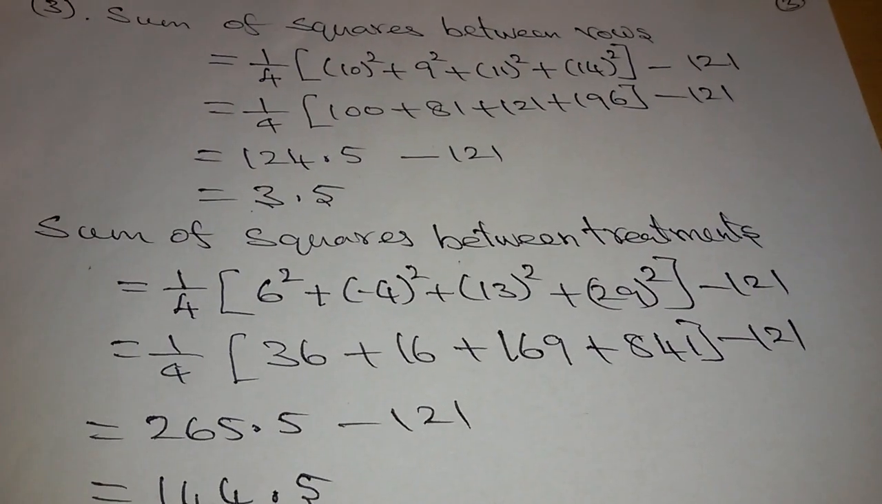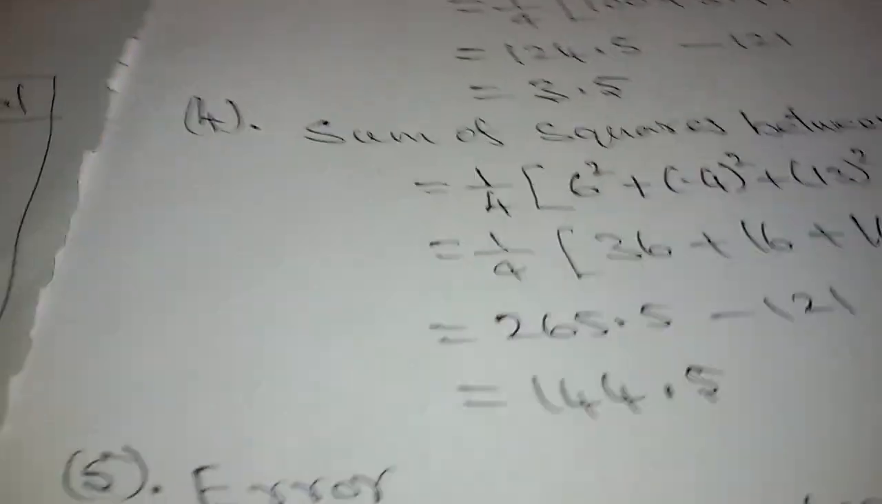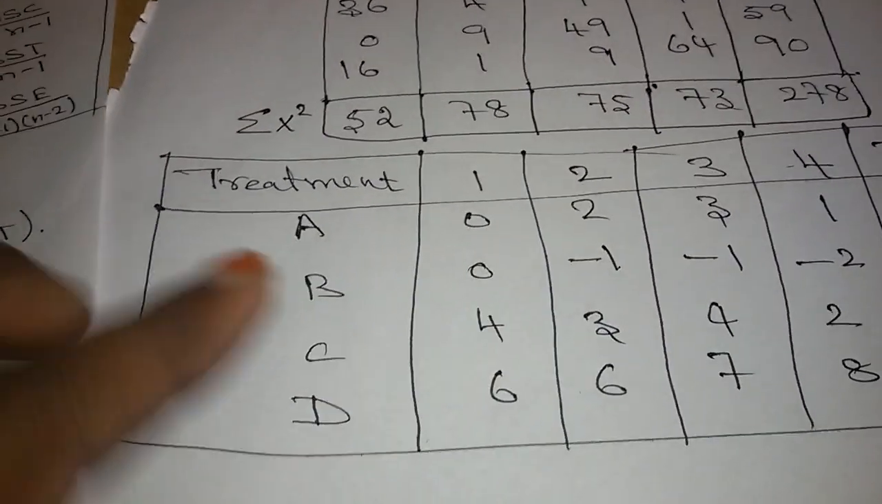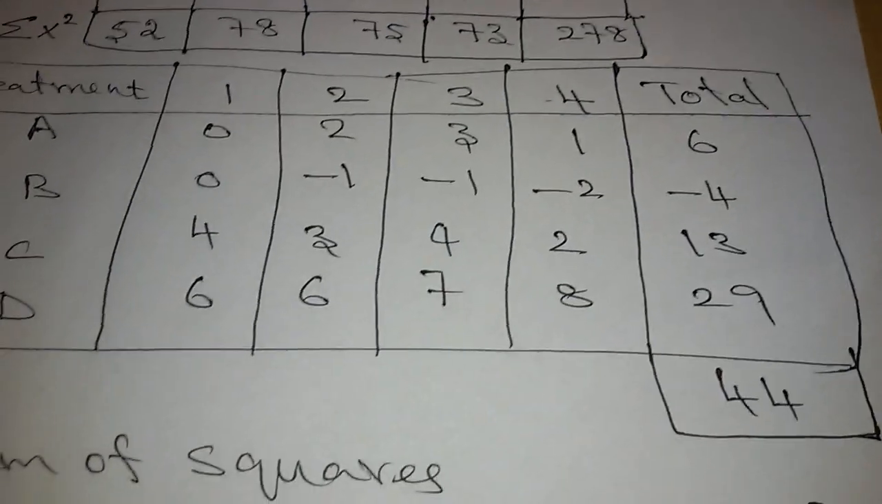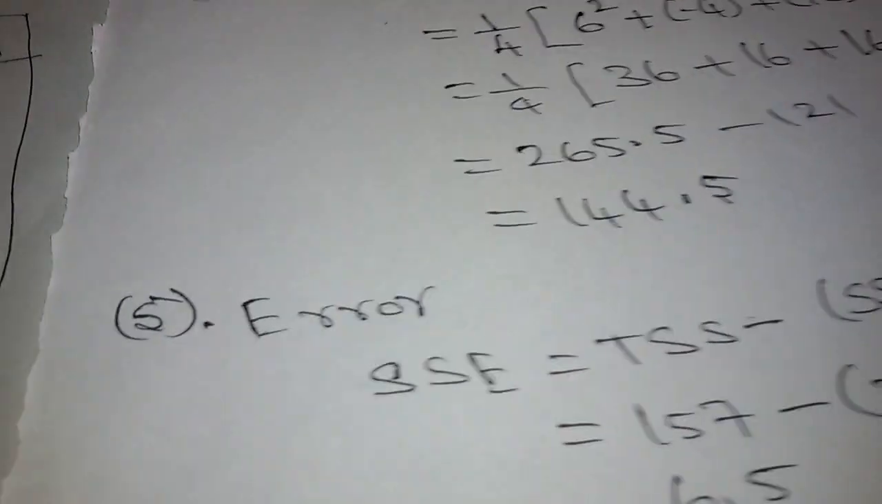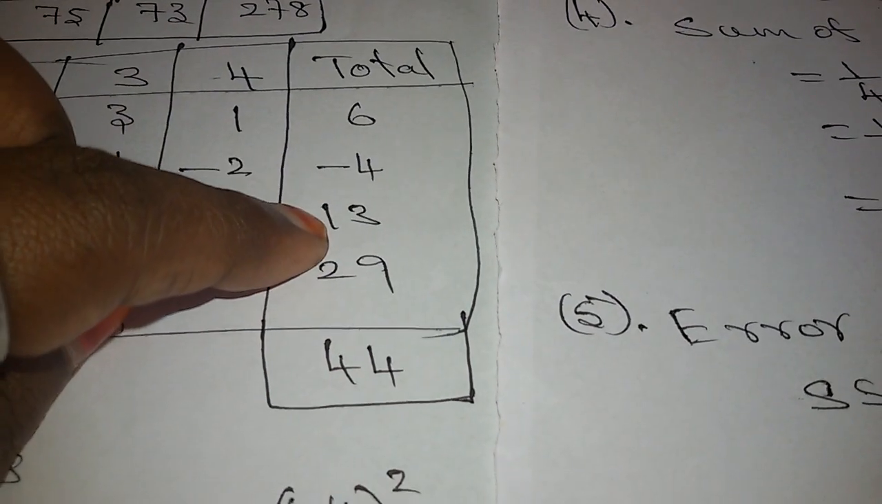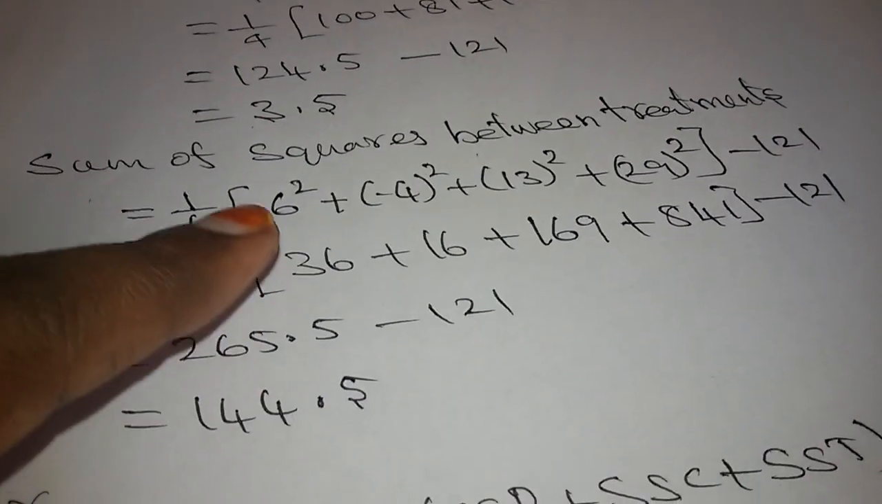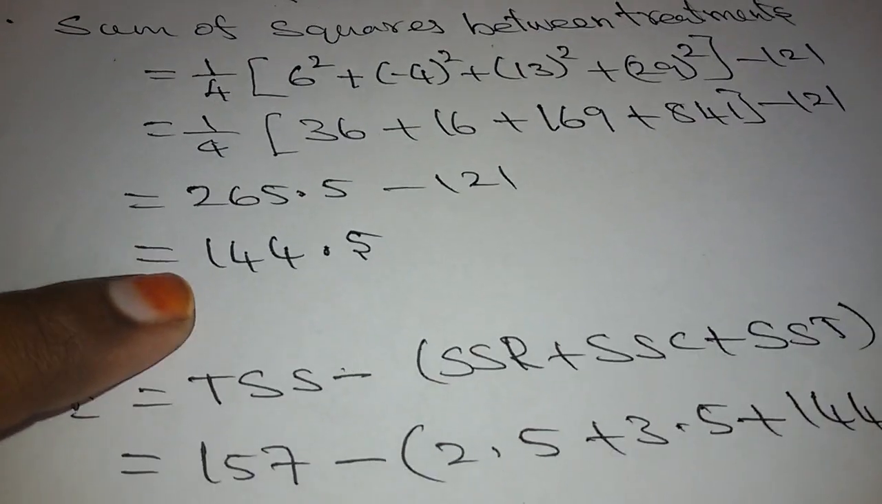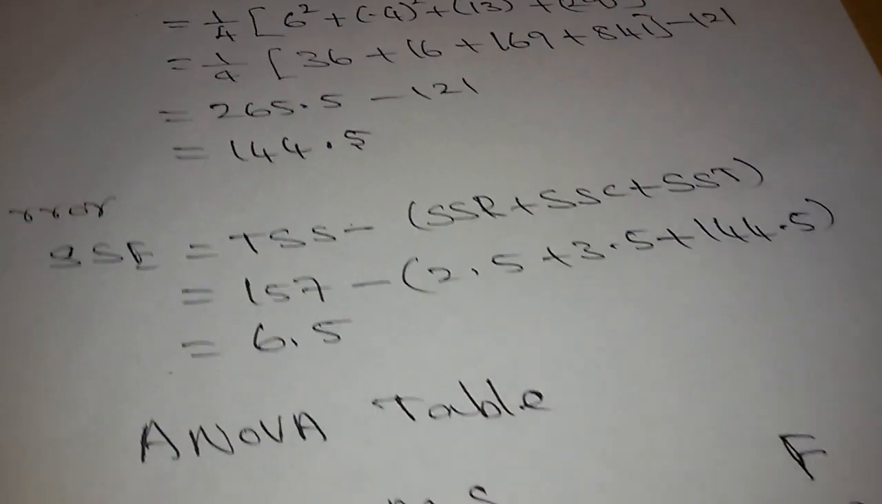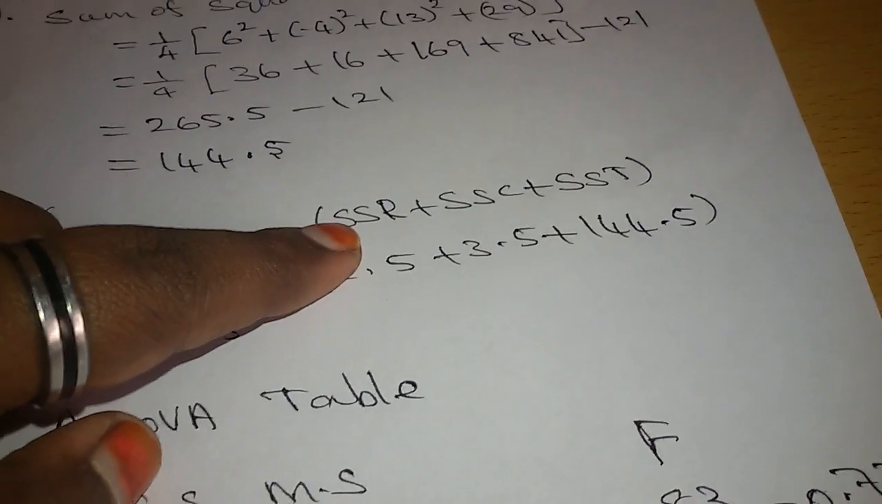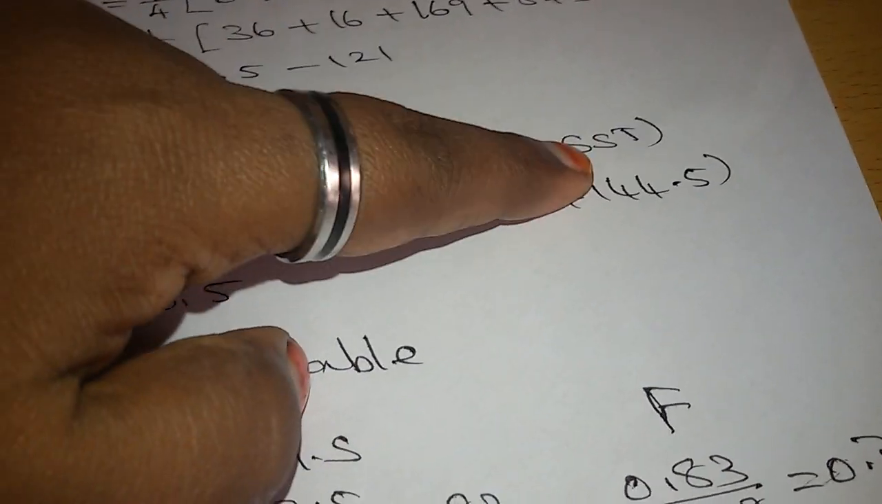Then the sum of squares between treatments. For this one you have to consider the treatment table, arranged in the order A, B, C, D, and consider those totals here. Sum of squares between treatments: 6 squared, minus 4 whole squared, plus 13 squared, plus 29 squared, divided by 4, minus the correction factor 121. After simplifying we get 144.5. Therefore the error sum of squares is TSS minus (SSR plus SSC plus SST). Substitute all the values and simplify, and you get 6.5.